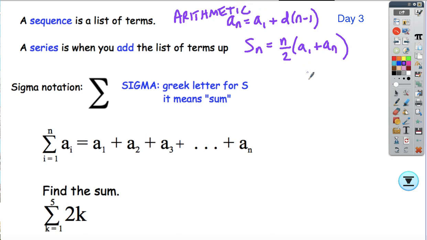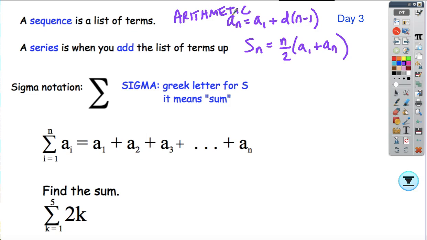Soon we will talk about geometric sequences and series. Those will have different formulas. And then we'll look more generalized at other patterns out there. So far we've only been focusing on patterns where you're adding the same thing each time.